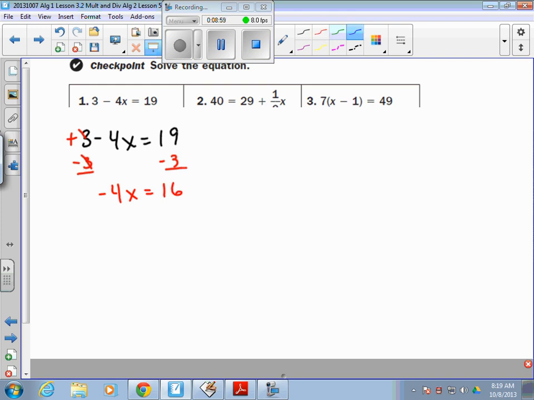Undo negative 4 times something by dividing by negative 4. If you do it to the left, divide the right, and x equals a positive divided by negative is a negative 4.